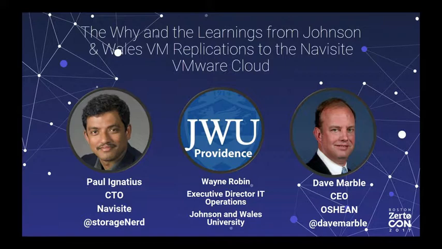Now, I want to draw this back up to Wayne and us. Wayne, when you set out on this journey, you described your past world, but I'm pretty sure you didn't set out to solve all those problems in the first shot. What were the problems that you tried solving initially, and how has that changed over the time in this journey with Navisite and Zerto and Ocean?